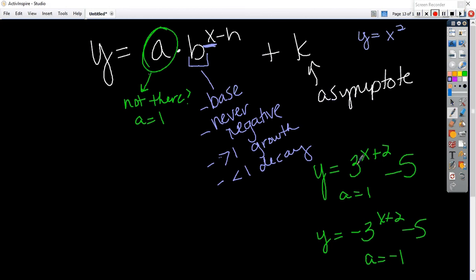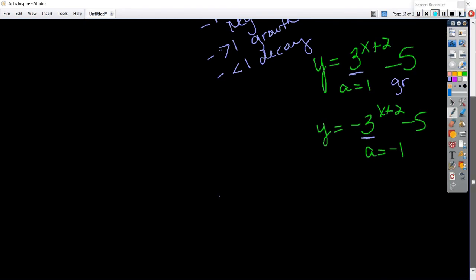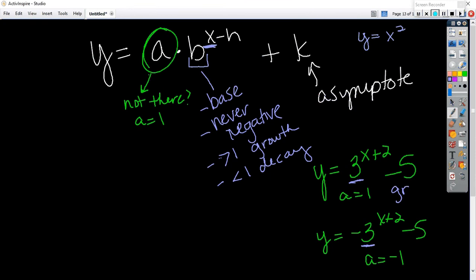So, looking at these two, these are both what? Growth, because the B is 3 on both of these. Does that make sense? It could be like -10. Correct. So, for it to be a decay, it has to be a decimal less than 1, or a fraction less than 1, yes. Can you go back to the calculator and graph it and see? You can, sure. Yes.